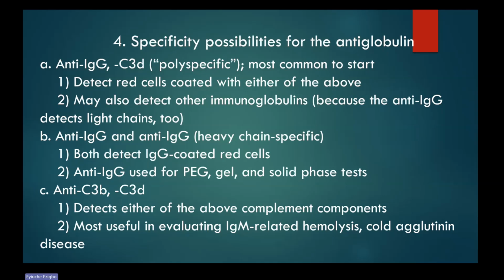So the antiglobulin kits have some specificities, the IgG and C3d, that is complement 3d. They may also detect other immunoglobulins because the IgG detects light chains too. We have some antiglobulin that are anti-IgG, heavy chain specific. They can detect IgG coated red cells, and anti-IgG is used for PEG, gel, and solid phase tests. We have the antiglobulin anti-C3d, which detects complement. It's most useful in evaluating IgM-related hemolysis, cold agglutinin disease.